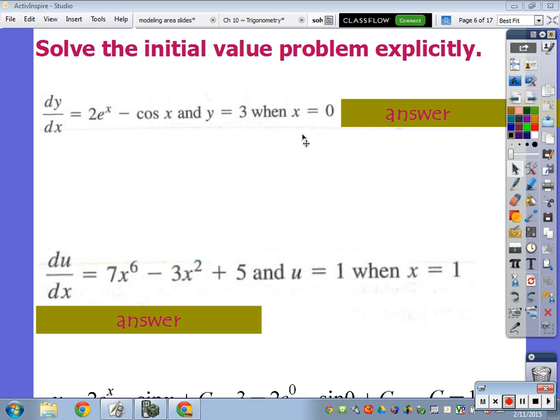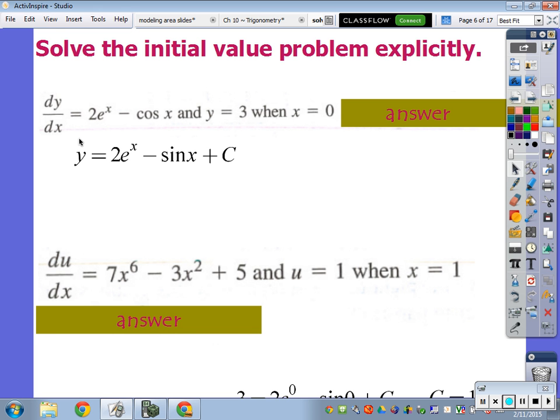and then put that into your solution. And so if I integrate 2 times e to the x, the integral of e to the x is just e to the x, and you have this constant of 2, so that carries over into your antiderivative. And then the integral of cosine of x is sine of x. And so your general solution is y equals 2 times e to the x minus sine of x plus c. And then you use your initial condition to solve for the c value.